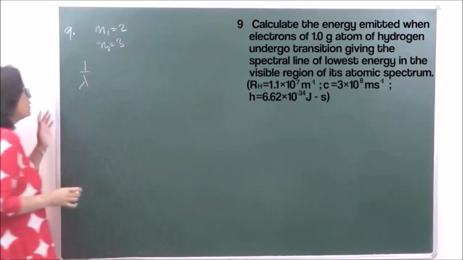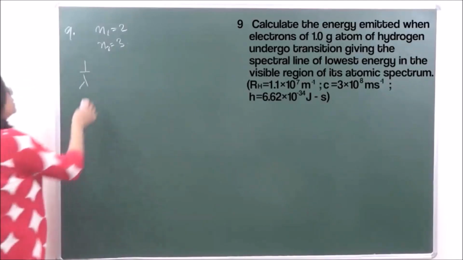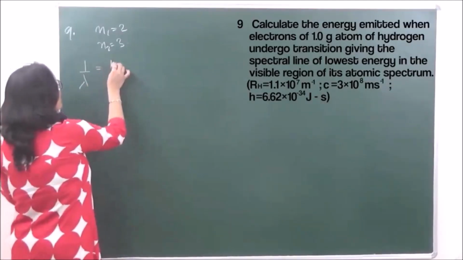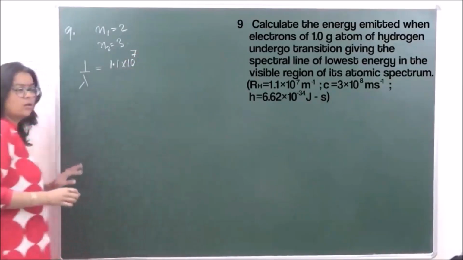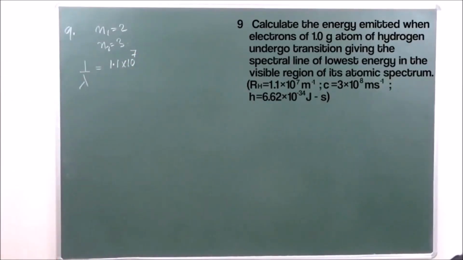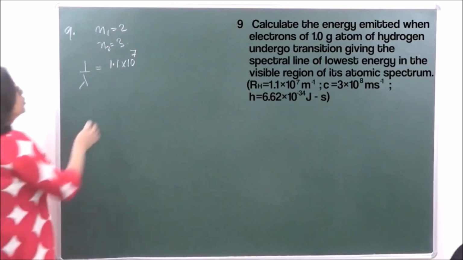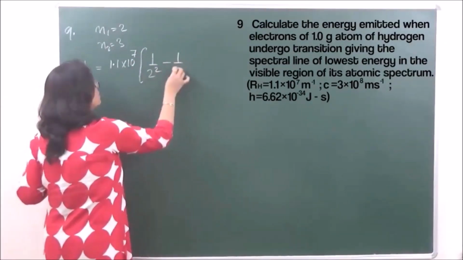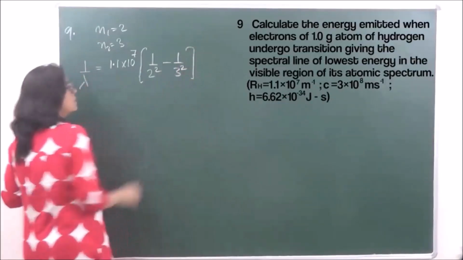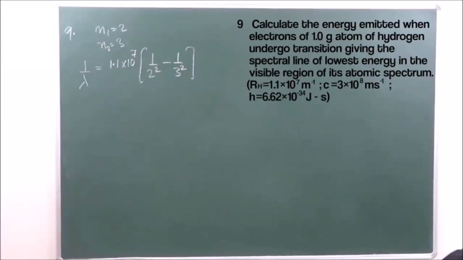So let's put the formula: 1 upon lambda is equal to 1.21 into 10 raised to power 7, this is the value of R given to us over here in the question. Okay? Into 1/2 square minus 1/3 square. Okay? And let's not take the value of this thing over here. Let's take it also, doesn't matter.